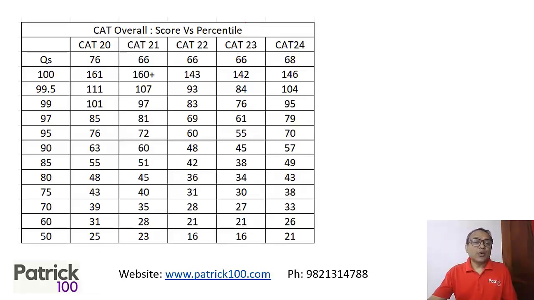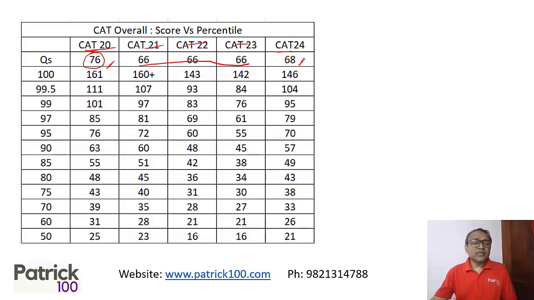Now coming to the overall score versus percentile, you have scores varying from CAT 20, 21, 22, 23, 24. The reason I mentioned CAT 20 is because the number of questions was different compared to 21, 22, 23, where there were 66 questions. CAT 20 had 76 questions. Also, CAT 24 again increased to 68 questions, 2 extra questions.